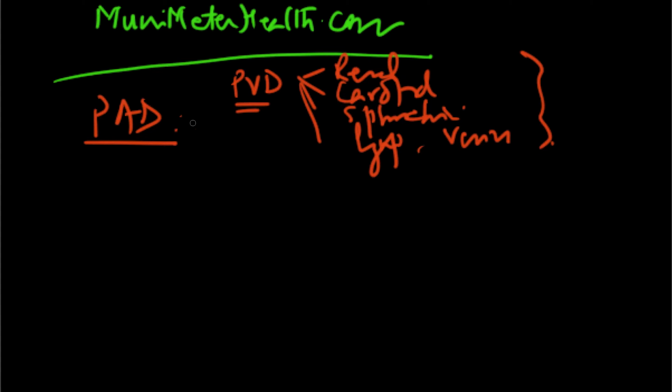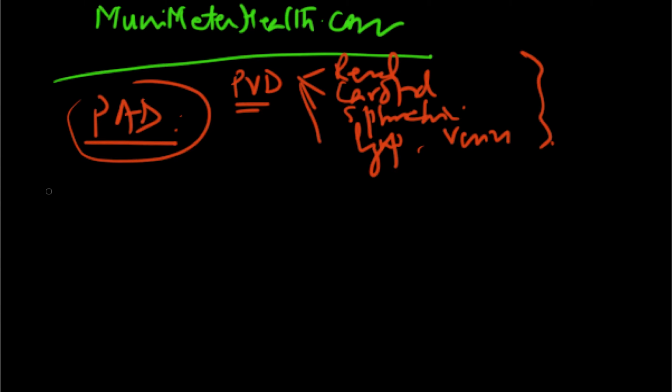So if one defines peripheral vascular disease, you could include PAD there and include the rest of the arteries as well. But peripheral arterial disease usually signifies the upper and lower extremity arterial supply disorders, like the brachial and subclavian arteries in the arms, or the femoral and popliteal arteries, and the tibial, peroneal and dorsalis pedis arteries in the legs, or the lower extremities. So that's the definition of peripheral arterial disease.